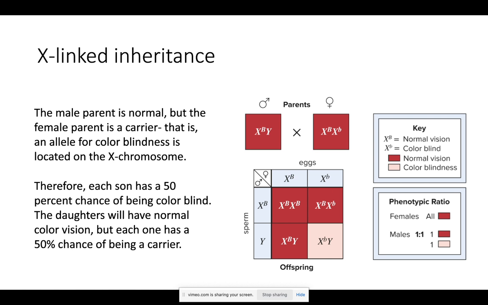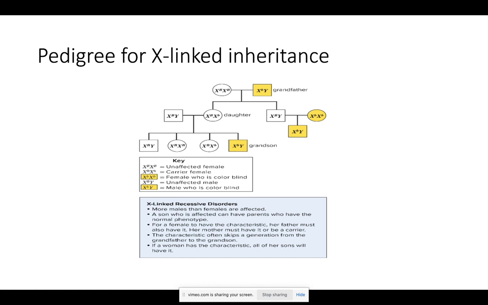So the text says the male parent is normal, but the female parent is a carrier. That is, an allele for colorblindness is located on the X chromosome. Therefore, each son has a 50% chance of being colorblind. The daughters will have normal color vision, but each one has a 50% chance of being a carrier. And again, here, this is just a pedigree, kind of going through this. I won't spend much time as I'll let you guys read this.